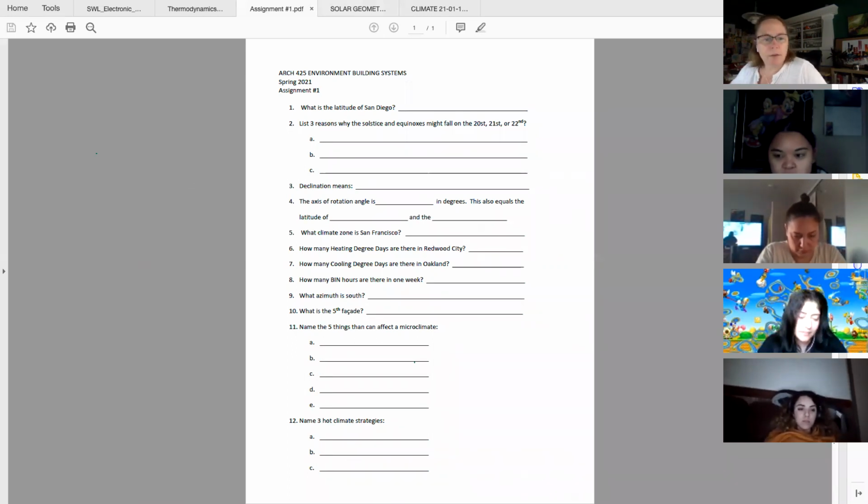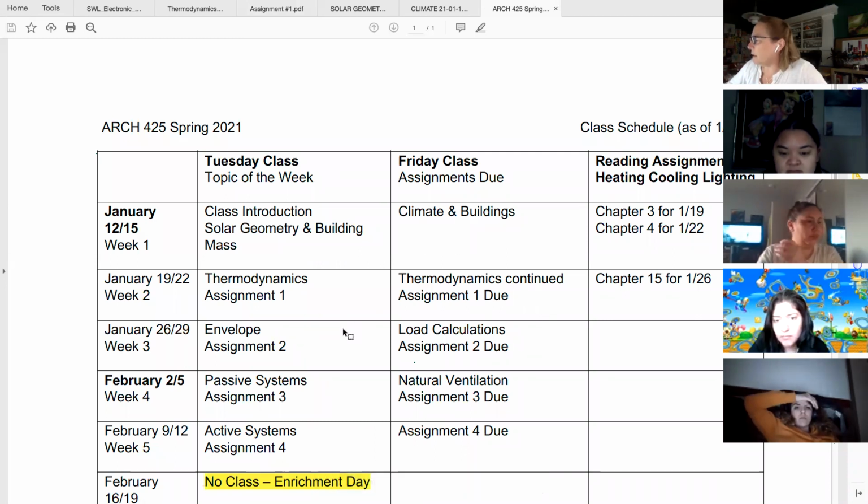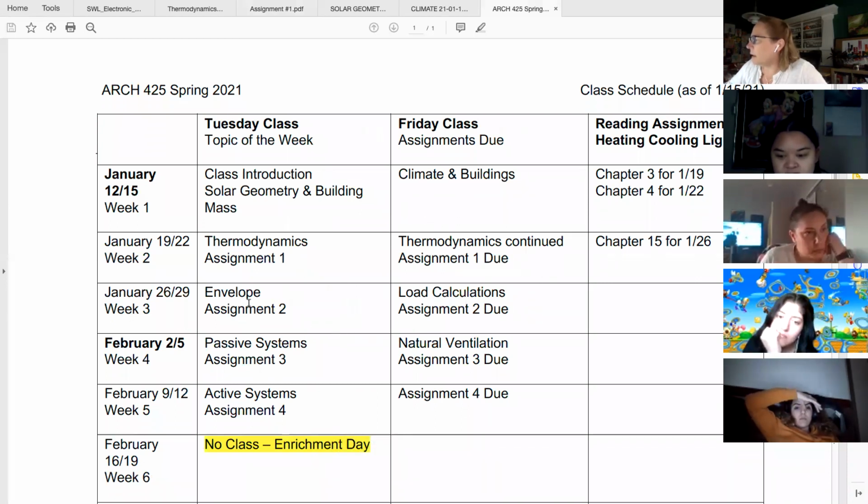Okay, let's see what's on the schedule for next week. Here's my chart. Envelope. Shoot, I forgot to put in which chapters to read. I'll go over that on Tuesday.